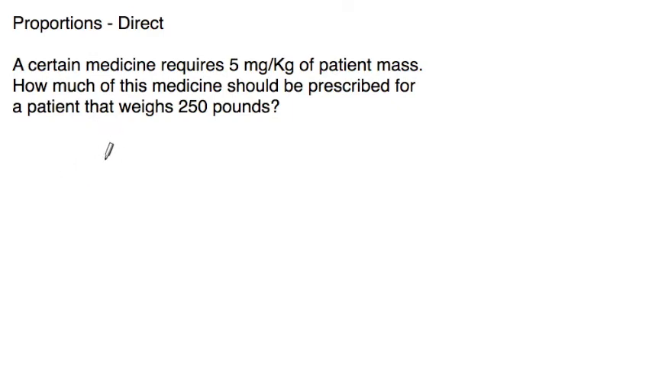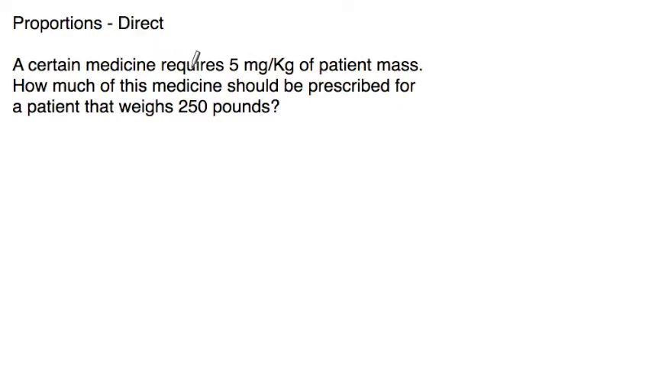This is an example of another way of finding the required medicine a patient can get dependent on their weight. And this is done using proportions rather than unit conversions. So here we have 5 milligrams of medicine for every kilogram of weight. We could do unit conversions to find out exactly how many milligrams of this medicine the patient would need, but another way to do it is this thing called proportions.